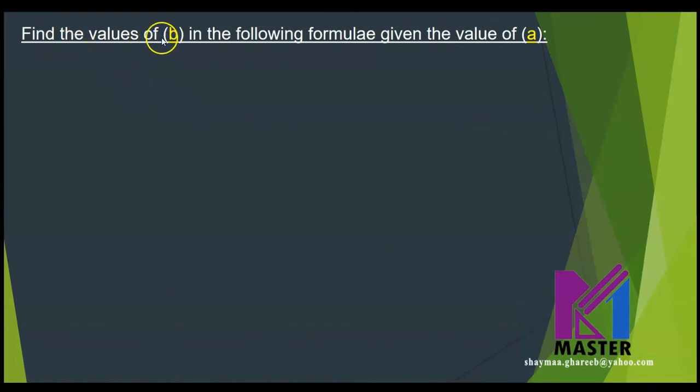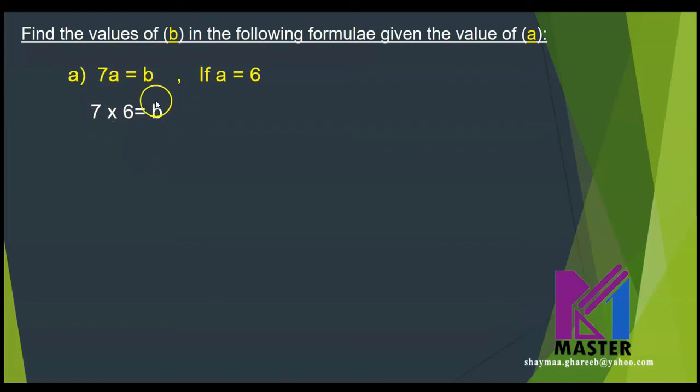Find the values of B in the following formula given the value of A. So the first one says 7A equals B if A equals 6. What's the meaning of 7A? 7A means 7 times A. So 7 times A equals B. And the value of A is given, which is equal to 6. Then 7 times 6 equals B.